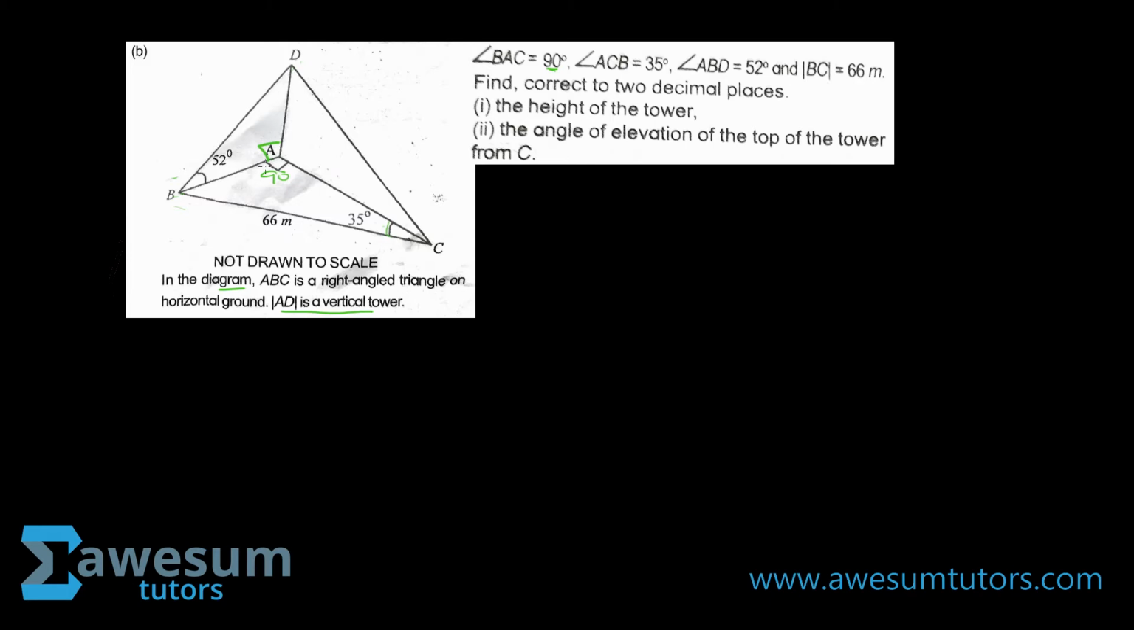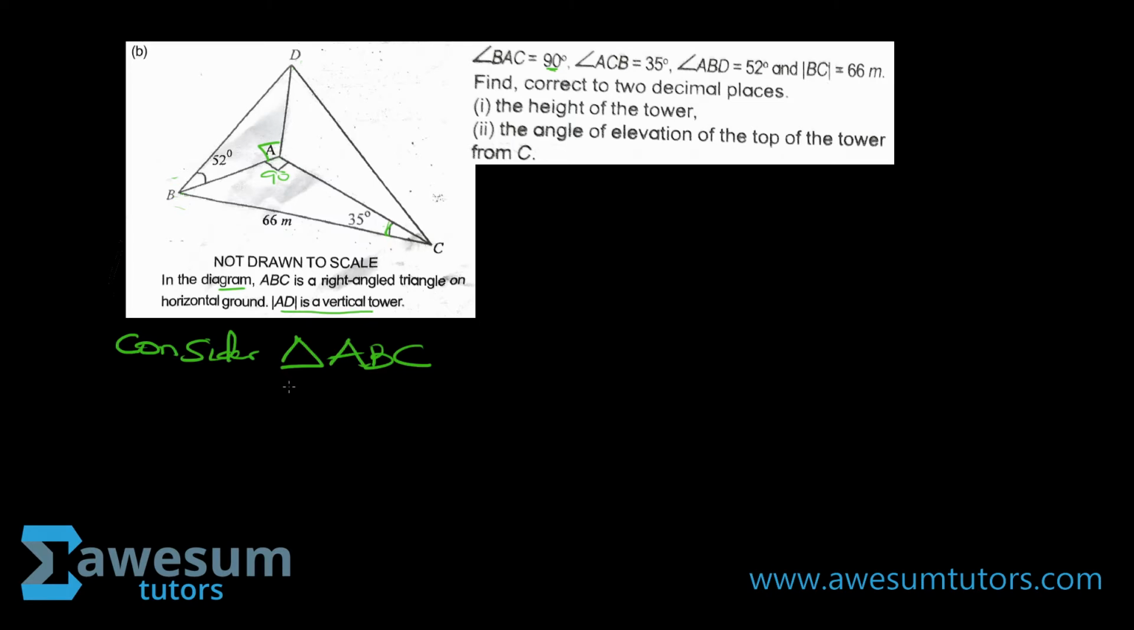So now for us to do that, if you look at this, we know this angle to be 35, and we know this to be 66 meters. So what I will do here first is to calculate this line first. If I'm able to calculate this line, then I will use that to calculate line AD. Okay, let us take a look at this. I would say consider triangle ABC.